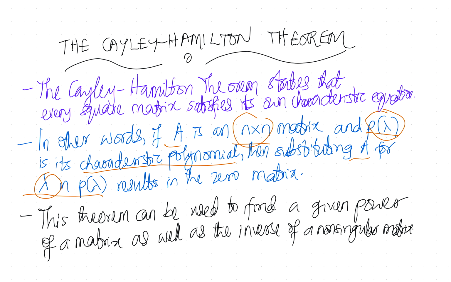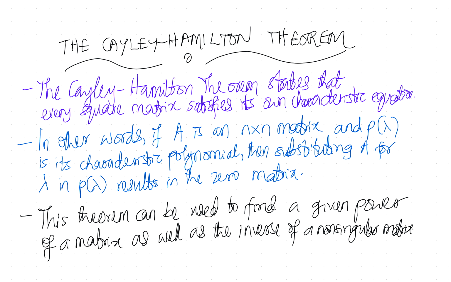If you do that and you get 0, that means you have proven the Cayley-Hamilton theorem for a square matrix. Then this theorem can be used to find a given power of a matrix as well as the inverse of a non-singular matrix. So you can find the inverse of a matrix using the Cayley-Hamilton theorem. If the matrix is A, you can also find higher powers of A, like A raised to power 5, A raised to power 7, A raised to power anything, based on the Cayley-Hamilton theorem.